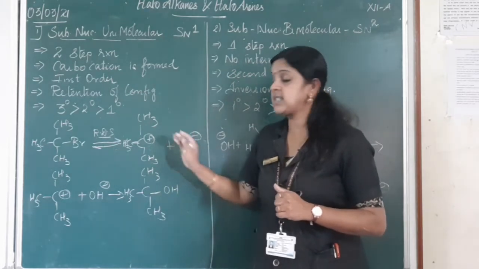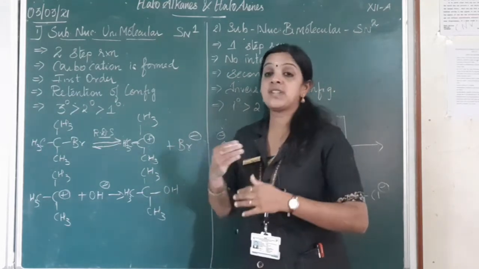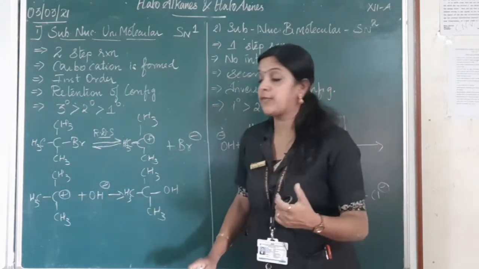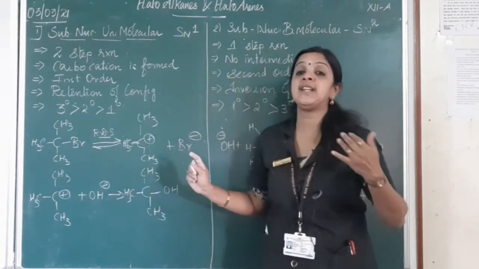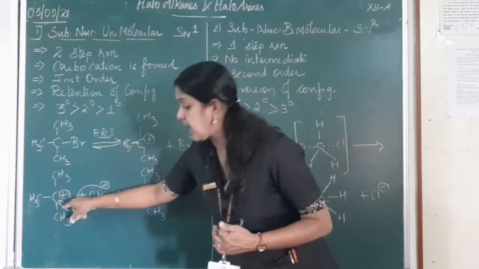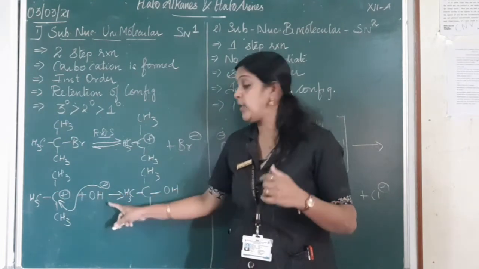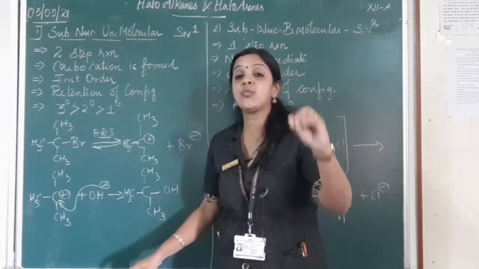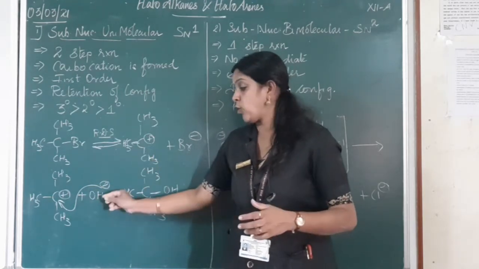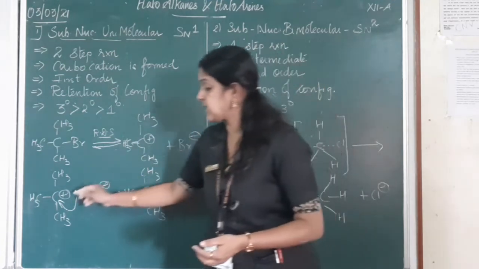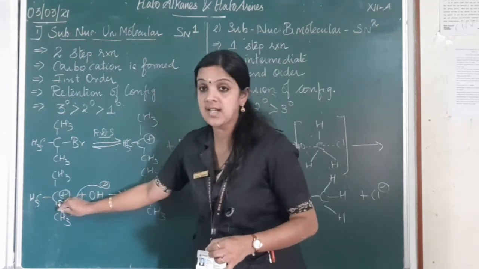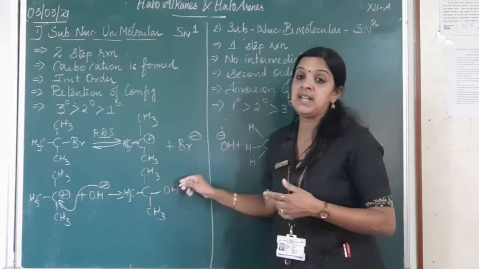Once this intermediate carbocation is formed, the second step is the attack of the nucleophile. Which is my nucleophile here? The leaving group has already left the reactant. OH minus is the nucleophile which will attack the carbon center, because a nucleophile looks for an electron deficient center. OH minus has more electrons, so it searches for a positive center, which is there in the tertiary carbocation. So it attacks the carbon and forms a tertiary alkyl alcohol.